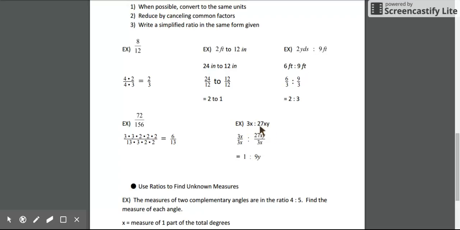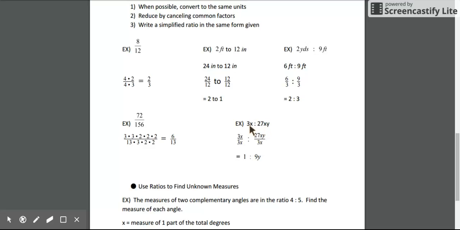So the biggest number that goes into both of these, you can rewrite it in fraction form if that helps, or you can just think, what is the biggest number that goes into 3x and 27xy? Well, 3 goes into both of the numbers, x goes into both of the terms, so 3x must be the greatest common factor. I can divide both of these by 3x and get my simplified form.